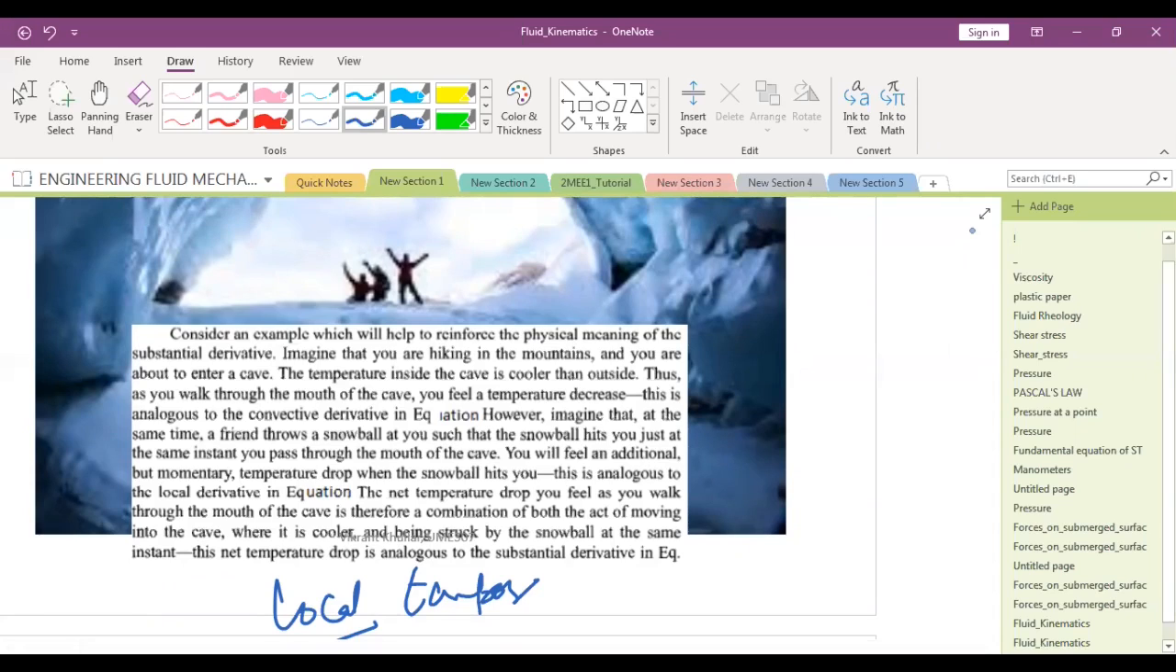ठीक है. तो आप में जो टेम्परेचर ड्रॉप आया, जो आपको लग रहा है, वो दो रीजंस की वजह से आया. एक तो आपको मूव करने से आया, और दूसरा स्नोबॉल हिट हुआ, उसी टाइम पे आपको कुछ और हिट किया. So one is due to time and other is due to your own movement.